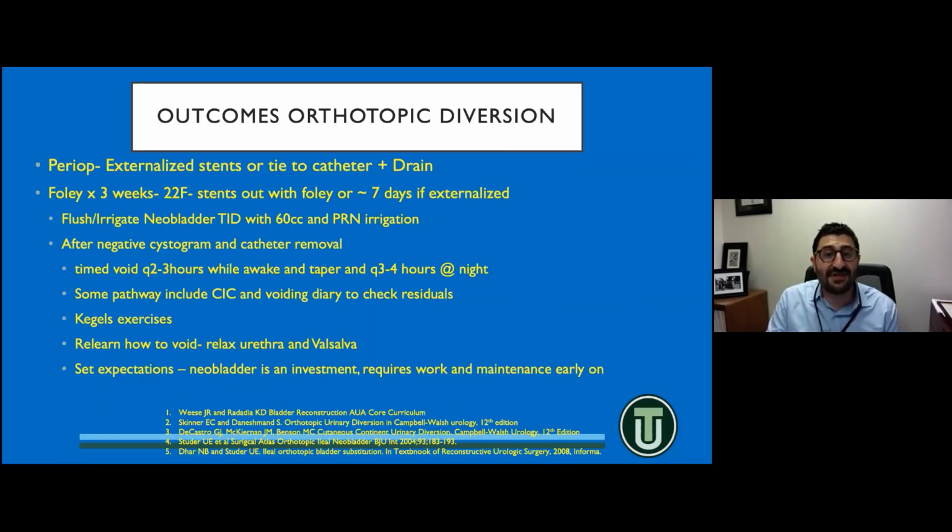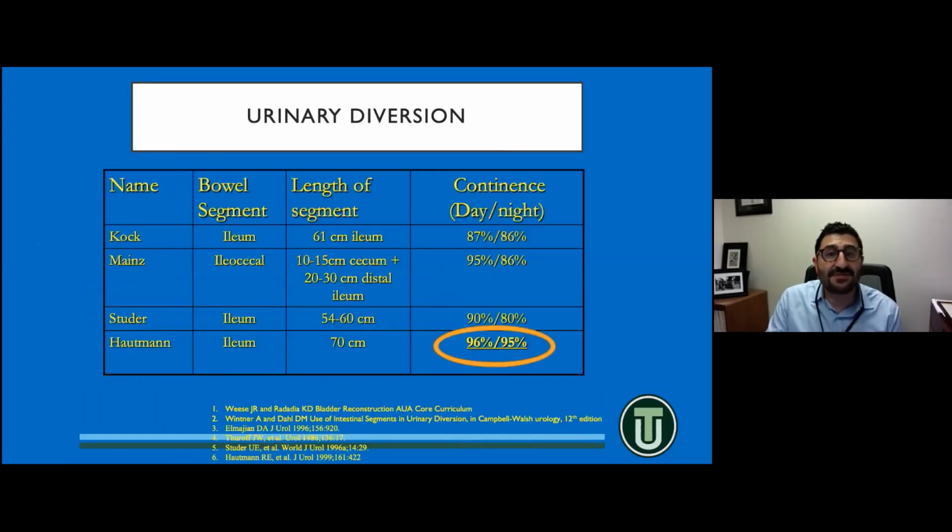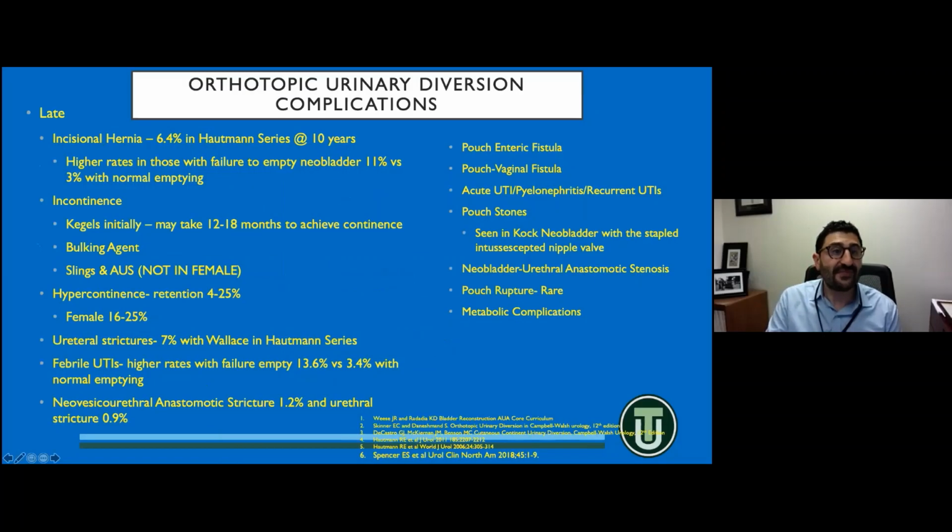In terms of management, I'll skip this. And in terms of urinary diversion outcomes, the majority of patients do achieve daytime continence, which may take 12 to 18 months. Nocturnal incontinence tends to be more of a problem, with higher rates in the Studer neobladder relative to the Hautmann neobladder. In terms of complications, hernia, incontinence, and hypercontinence can occur between 4 and 25%, and is more common in females.